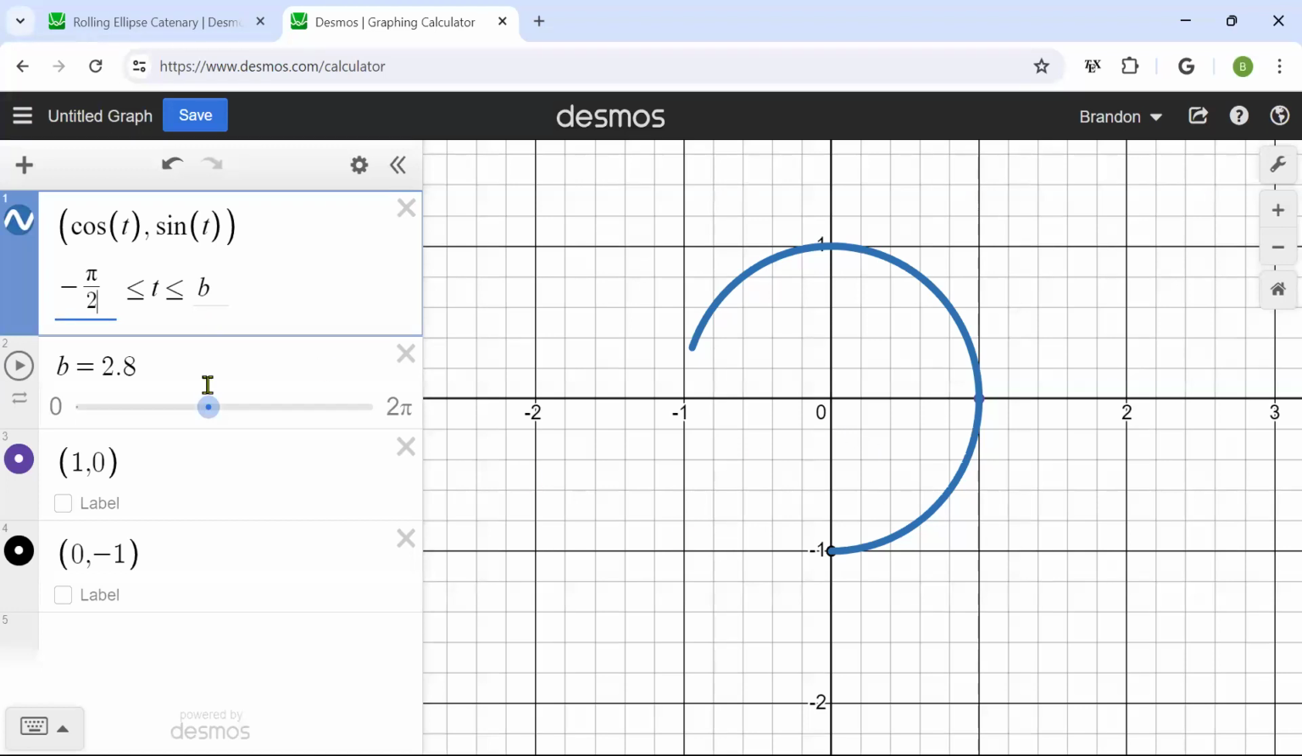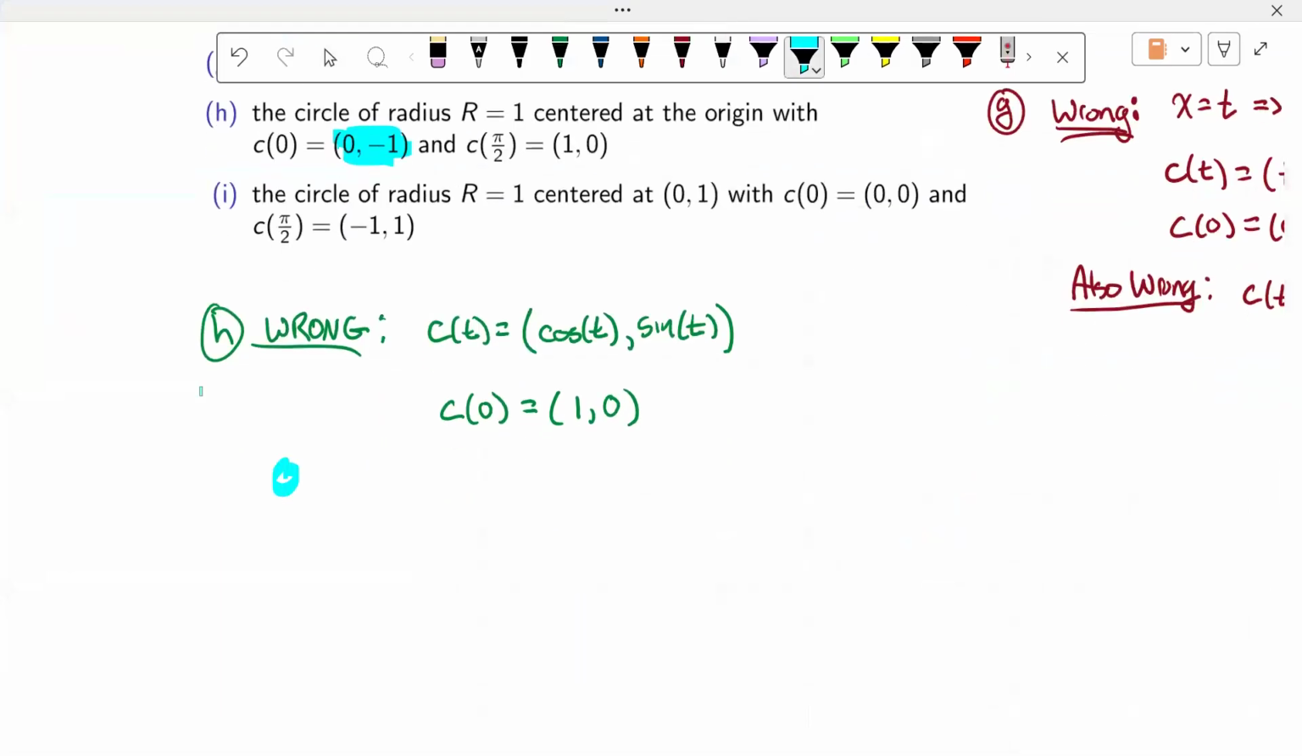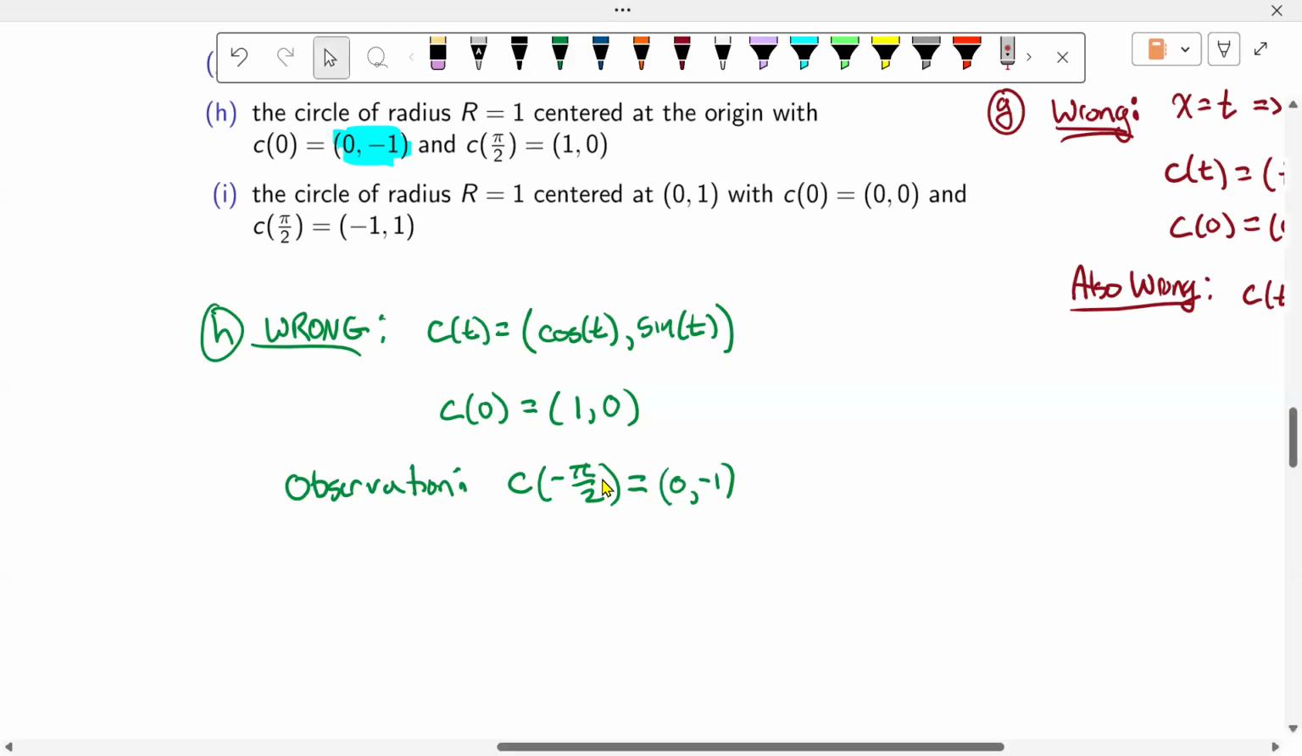So this is kind of nice, in that we get the right answer. Here's sort of what we see. Observation: C of -pi over 2 is (0, -1). Okay, good observation there. So now the question is, can we use this observation to get this first thing figured out?